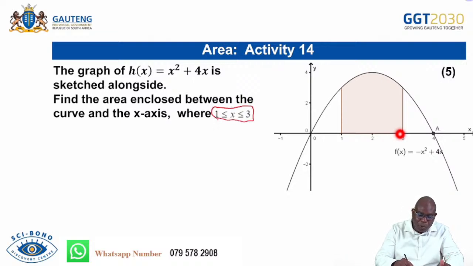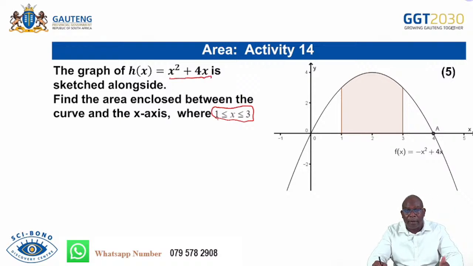So they say between 1 and 3. So I have an interval of 1 and 3. So the graph of this is given as that. It's sketched alongside. Find the area enclosed. Remember, the area will always be enclosed by the x-axis and the function. So we want the area of that part there.